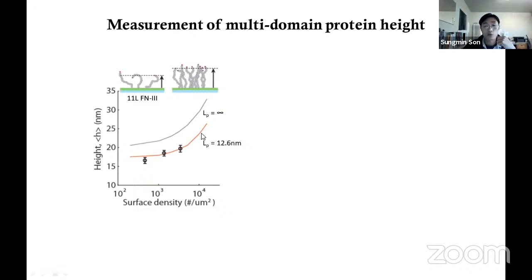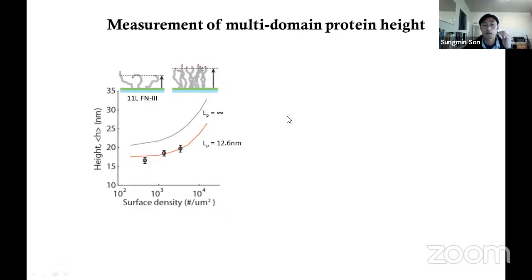So using an MD simulation again, we could see that in this concentration range, which is more relevant to the physiological concentration of cell surface proteins, there is a very significant change that the protein height has to go through. So it's basically suggesting this protein height is not a fixed parameter, but depending on the microenvironment and the crowding states, this height can adapt to different locations.